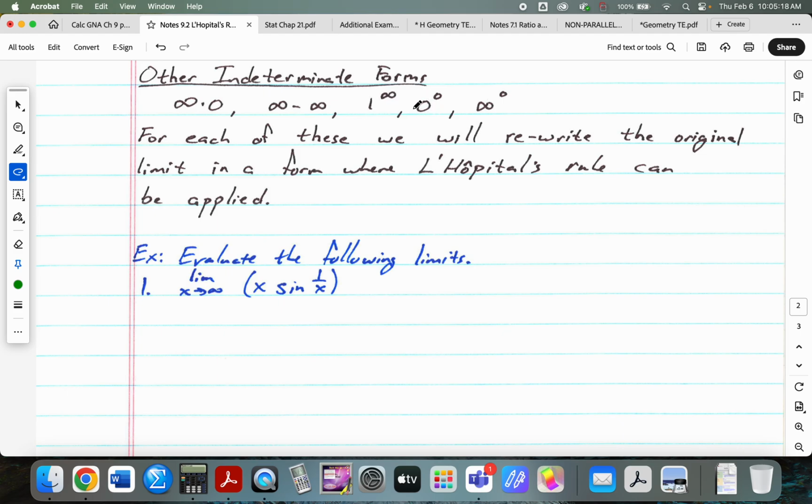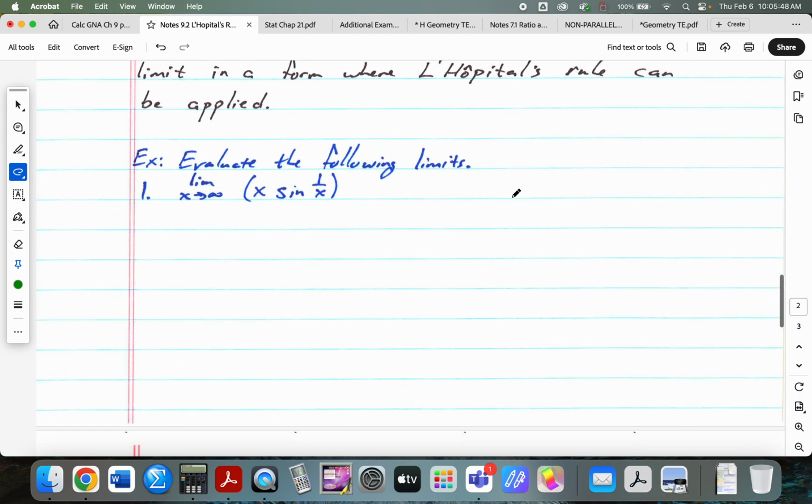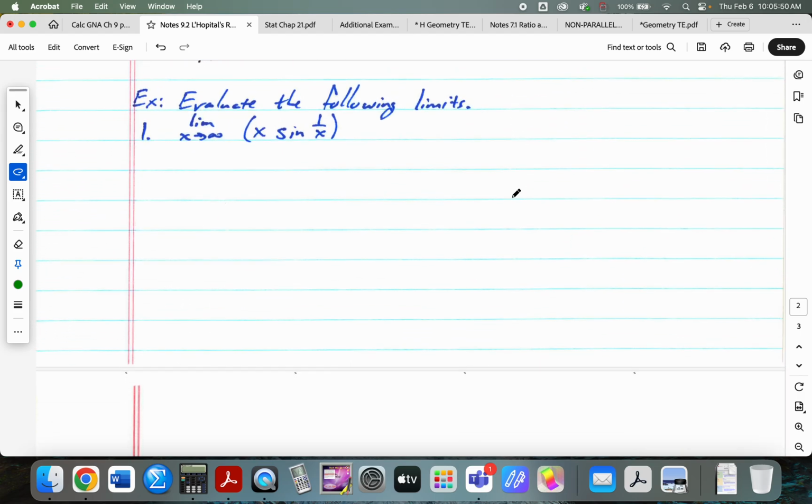Same with this. I have something that's going towards 0. If I have something that's going towards 0 raised to the 0 power, again, you have those two different ideas competing. Something to the 0 power is supposed to be 1, right? 0 to any power is supposed to be 0. Right? We're caught on the horns of a dilemma. All right, so for each of these, we'll rewrite the original limit in a form where L'Hopital's rule can be applied. So, take this one for example.